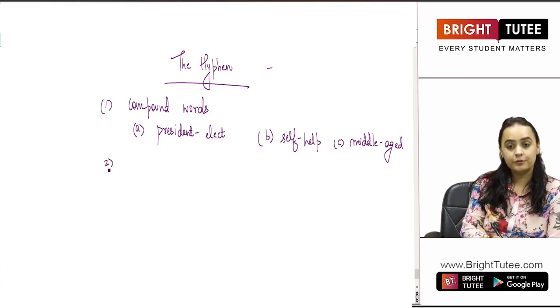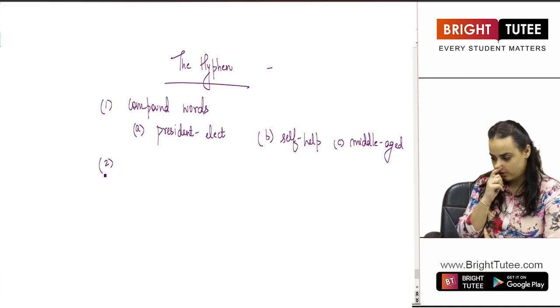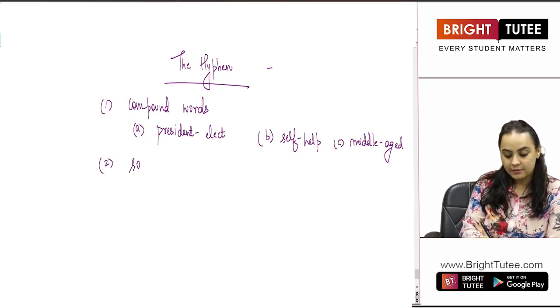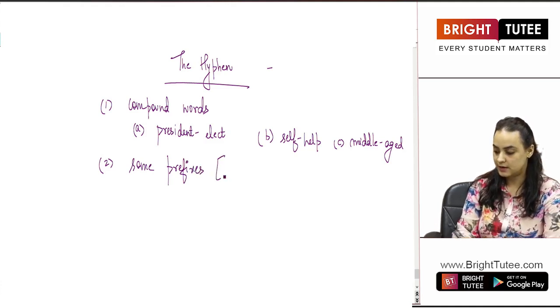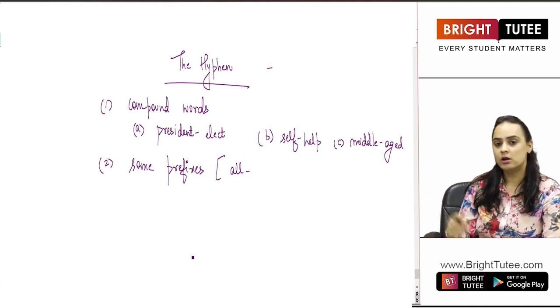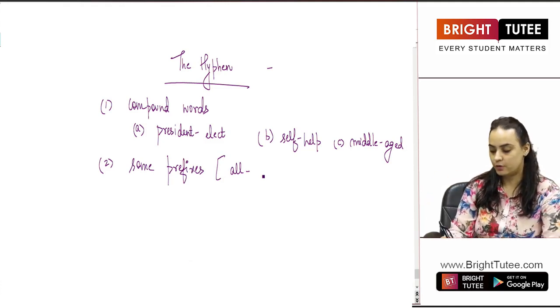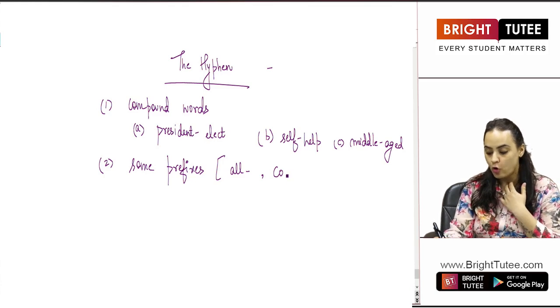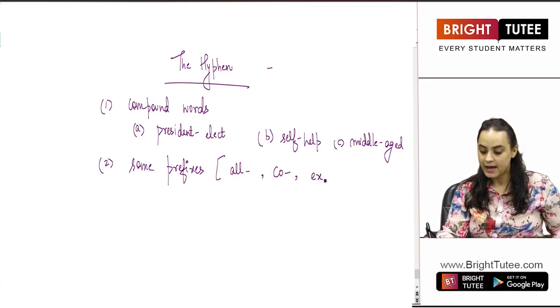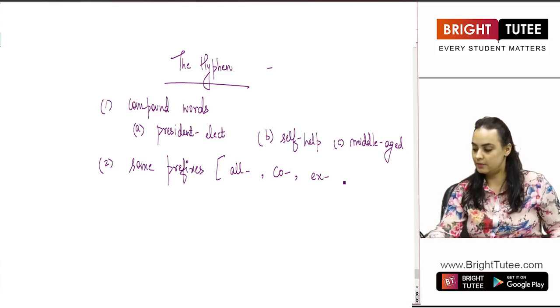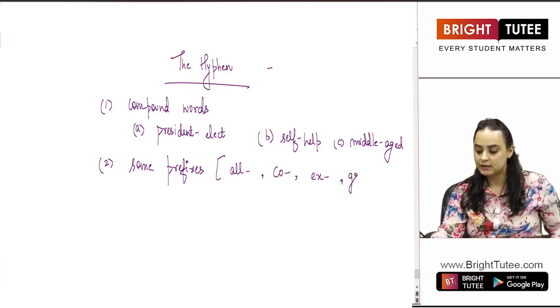If I give you another example of using a hyphen, there are a few prefixes. Now, what are these prefixes that I talk about? All. So after all, there will be a hyphen and then the word will come. Co, there will be a hyphen and then the other word. Ex, there will be a hyphen and the other word. And great, there will be a hyphen and the other word.